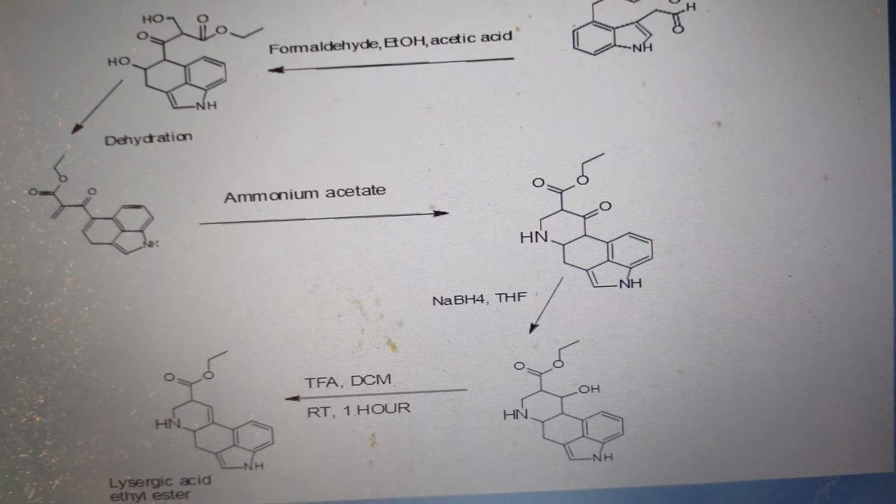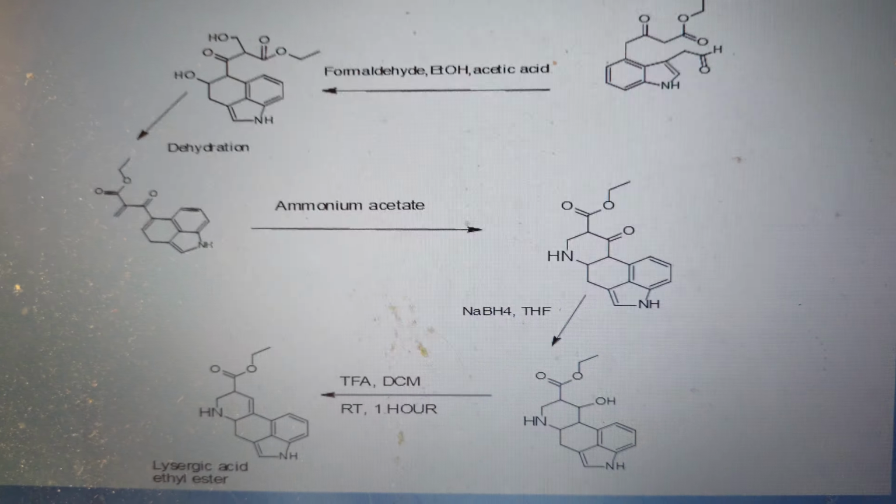The ketone has to be reduced to the alcohol with sodium borohydride in THF. That goes in extremely high yield at room temperature. And then all we had left to do is dehydrate using trifluoroacetic acid at room temperature in dichloromethane. There you have the lysergic acid ethyl ester.